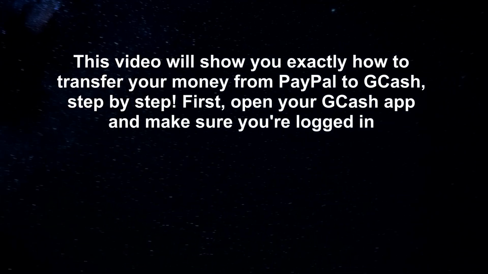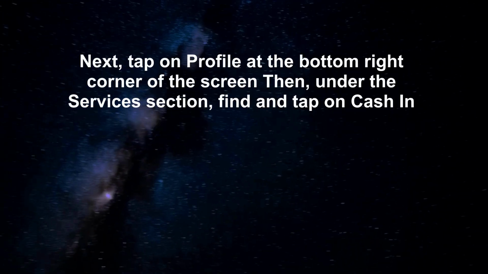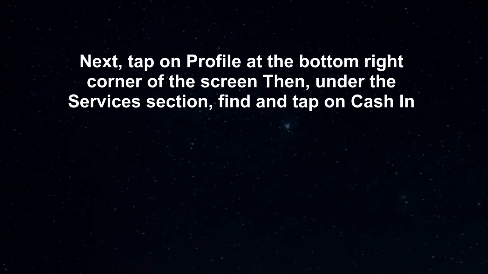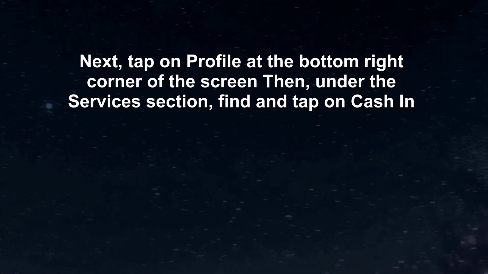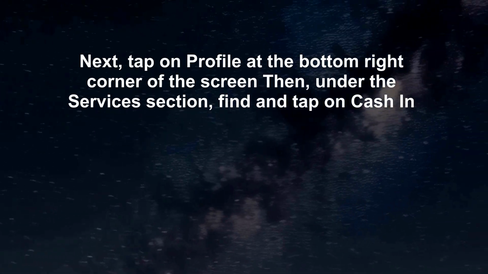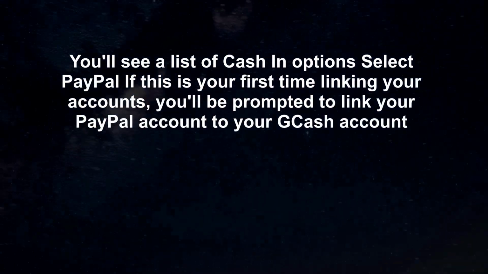First, open your GCash app and make sure you're logged in. Next, tap on Profile at the bottom right corner of the screen. Then, under the Services section, find and tap on Cash In. You'll see a list of cash in options.